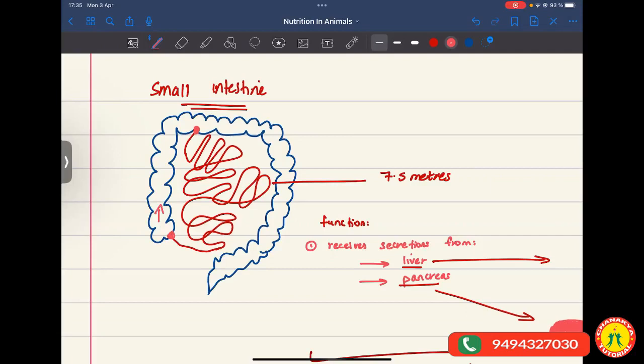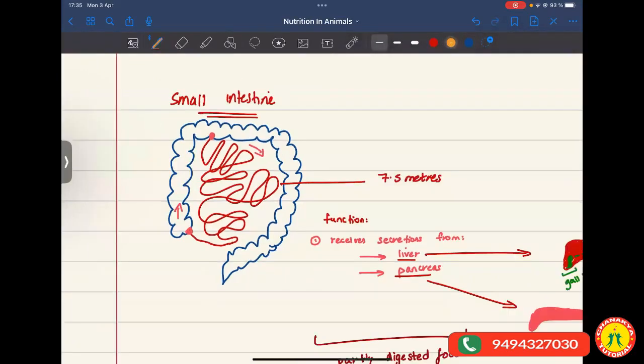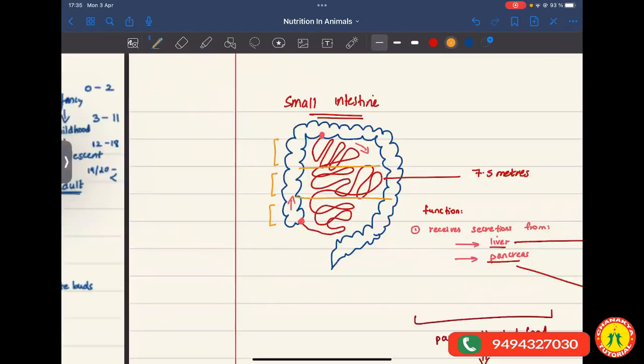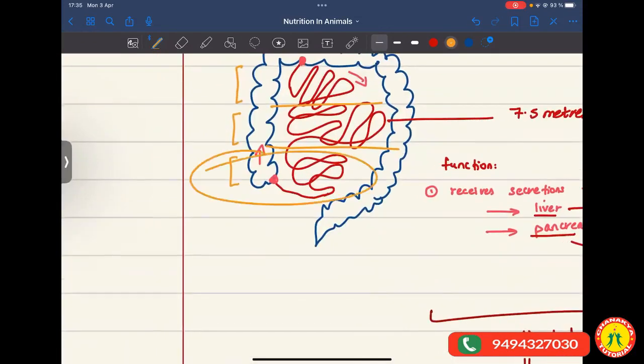Now you can see the food is coming from the stomach to the small intestine. This small intestine is actually divided into 3 sectors. This portion, this portion, this portion. Each sector has a different name, which we'll be talking about. So this is the lower region. That's why I told you the partially digested food will go to the lower part of the intestine. All right, we will talk about the names in a while.